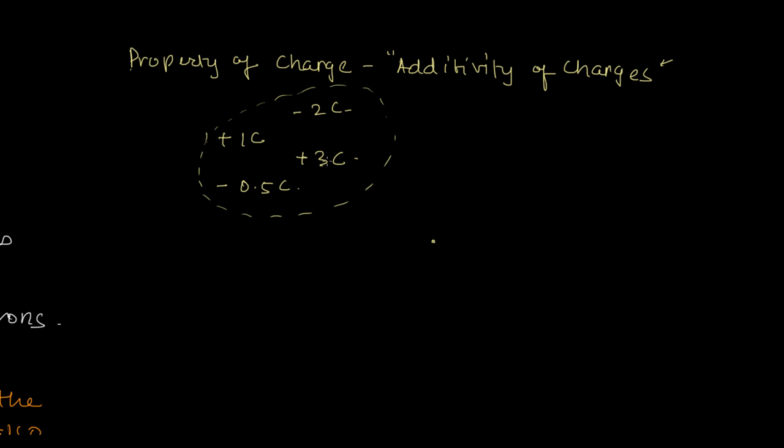then at points far away from this cluster of charges, you'll have an impact as if there is a net charge acting from this place. And what is the net charge here? 3 minus 2 is plus 1, plus 1 is plus 2, plus 2 minus 0.5 is plus 1.5 coulombs. So it will feel as if plus 1.5 coulomb is sitting somewhere here and acting from there. That is called additivity of charges.